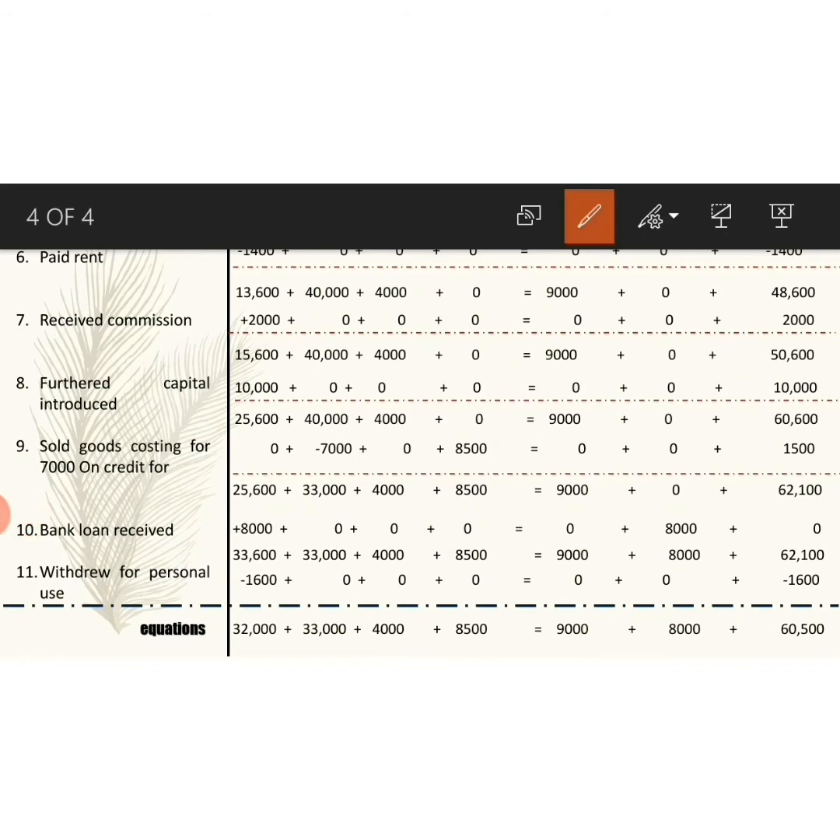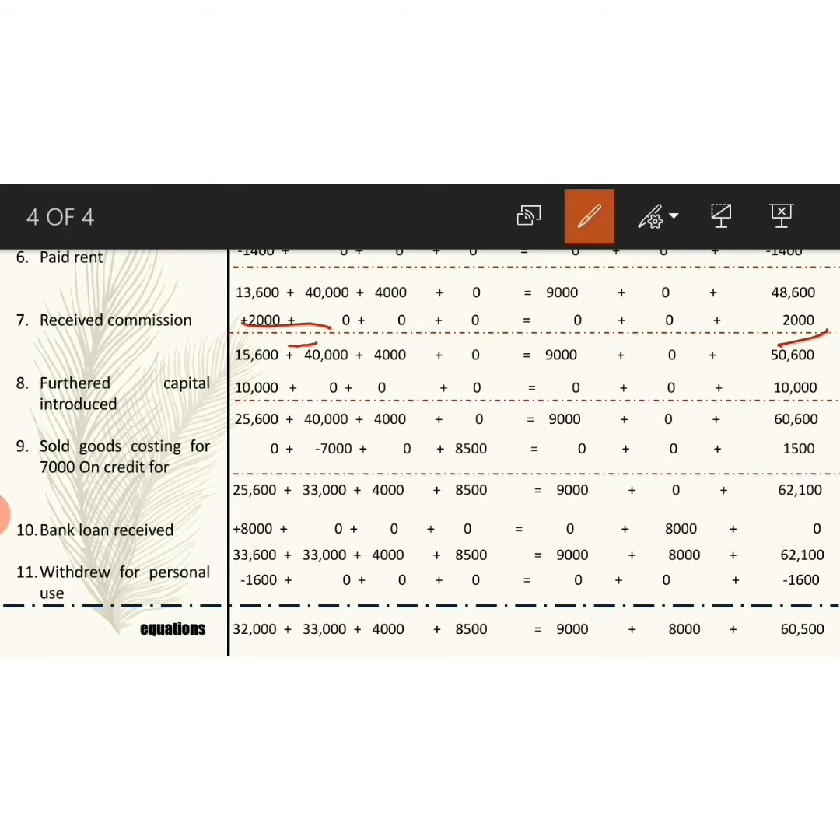So when you are receiving commission, it is received in the form of cash. So that should be mentioned under the cash column. That is rupees 2,000 plus 2,000, and this commission should be added to the capital. That is 48,600 plus 2,000 is equal to 50,600. Again, upon calculating these, 13,600 plus 2,000 is 15,600.